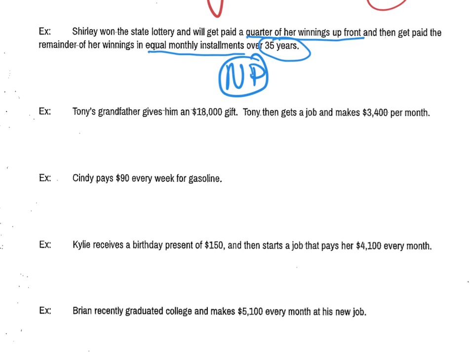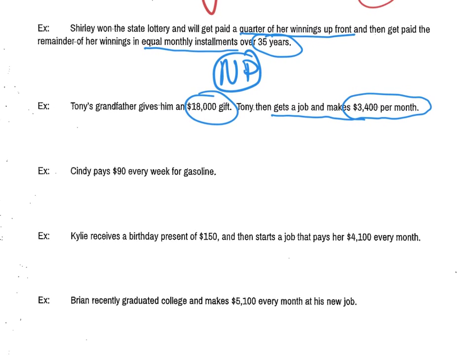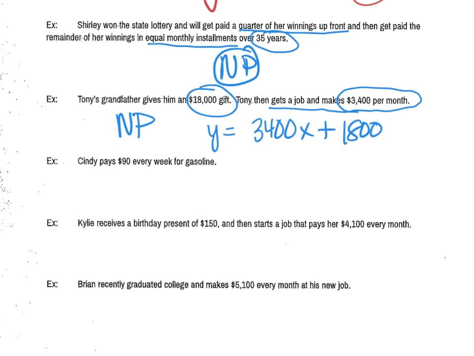Okay, what about Tony's grandfather gives him an $18,000 gift. Tony then gets a job and makes $3,400 per month. Non-proportional, because that would really look like 3,400x plus the $18,000 gift. You can make an equation out of that one.